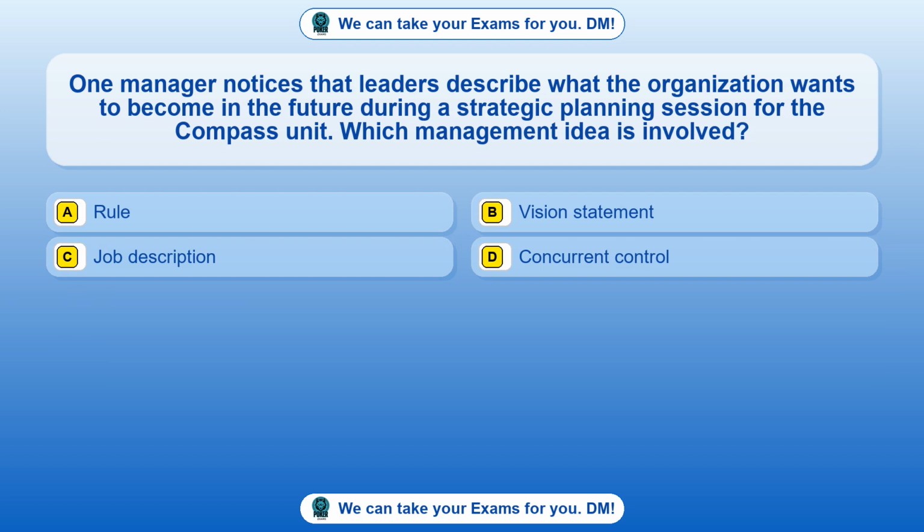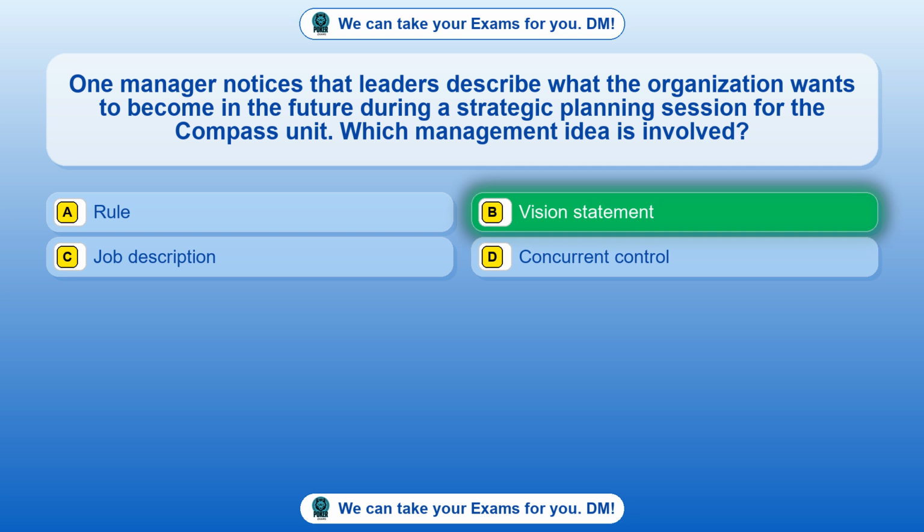Question 96. One manager notices that leaders describe what the organization wants to become in the future during a strategic planning session for the Compass unit. Which management idea is involved? Option A, role. Option B, vision statement. Option C, job description. Option D, concurrent control. The correct answer is option B, vision statement.